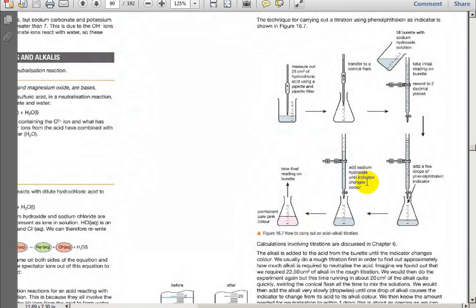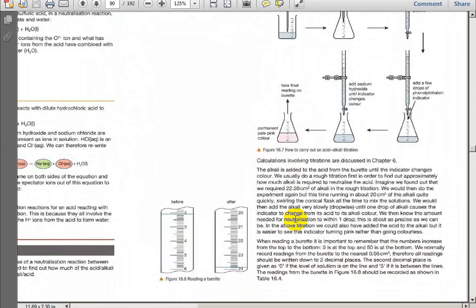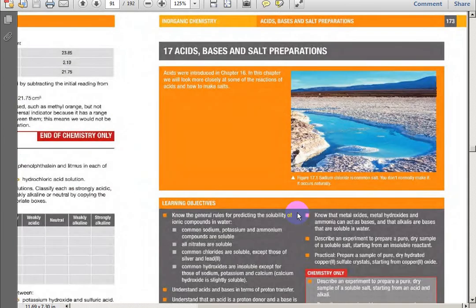Now sodium hydroxide is added from the burette until the indicator changes color. It turns purple, a pink color, a permanent pale pink color. So the indicator changes color and shows it is now a base. This way the indicator changing its color shows acid and base.